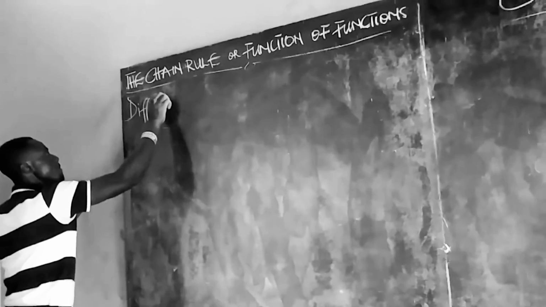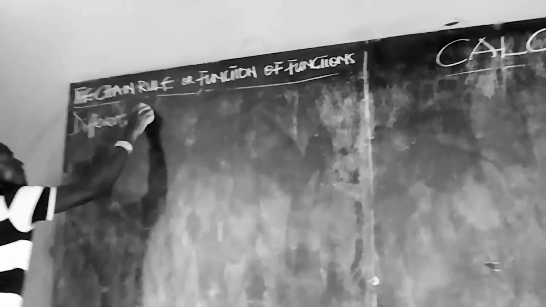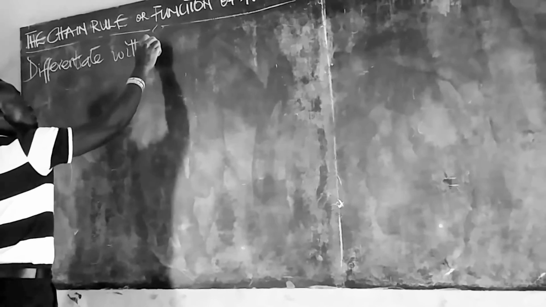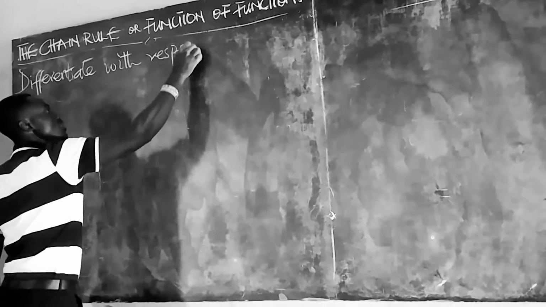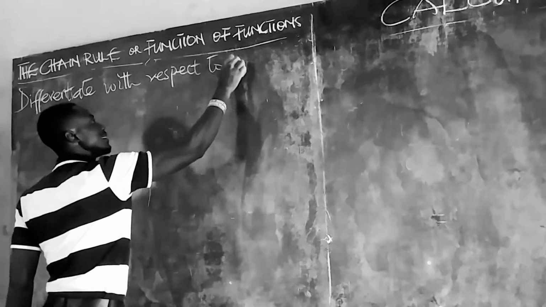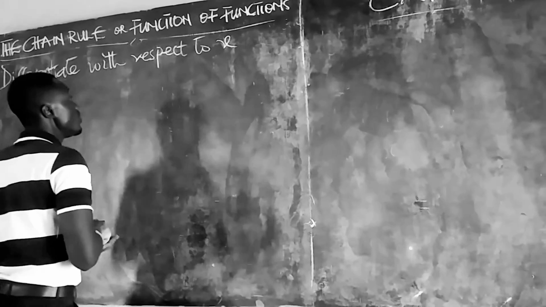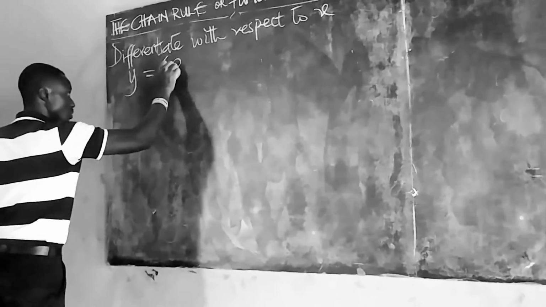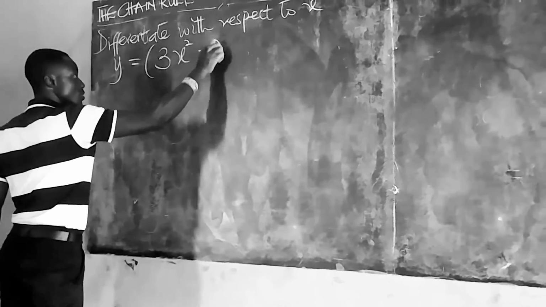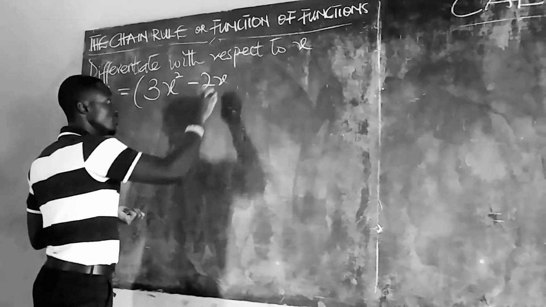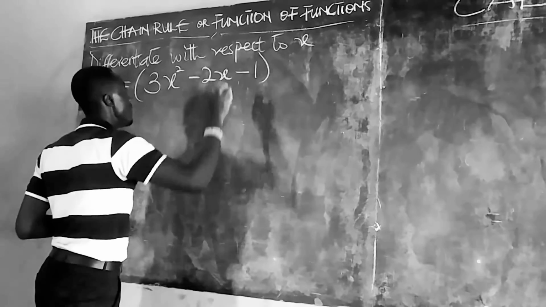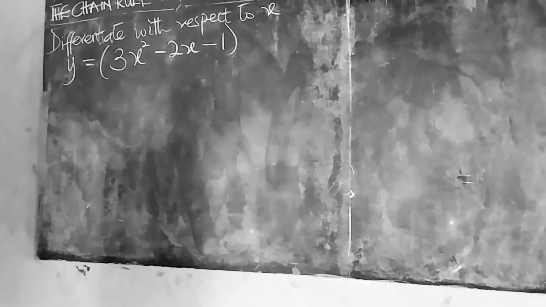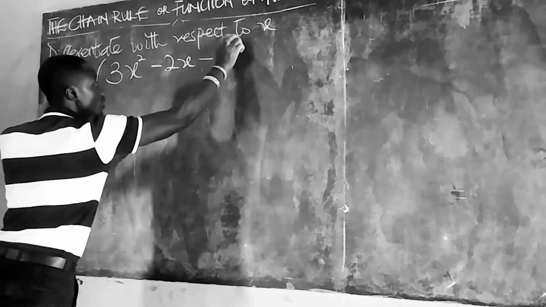Differentiate a function with respect to x. So differentiate with respect to x the function y is equal to (3x squared - 2x - 1) exponent 4. We have to differentiate this function.